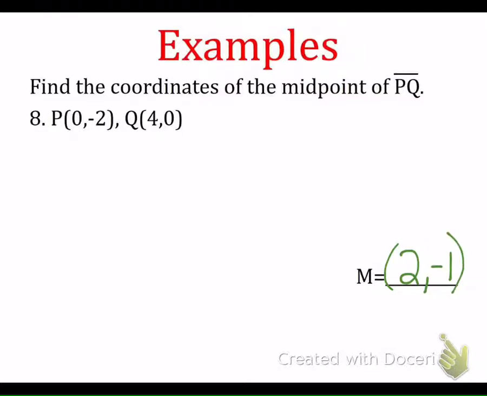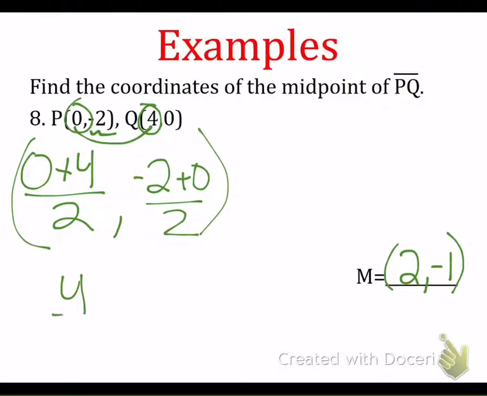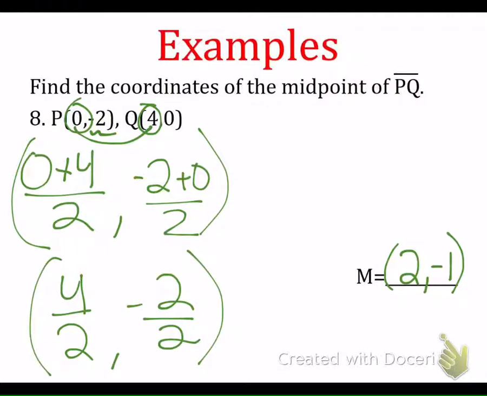That looks about right. If you're stuck, you are adding the x's. That's 0 and 4. Dividing that by 2. You're adding the y's. Dividing that by 2. That gives you 4 over 2, which is where the 2 came from. Negative 2 over 2, which is where the 1 came from. And, of course, every step of the way, it's in parentheses, so we're talking about an ordered pair.